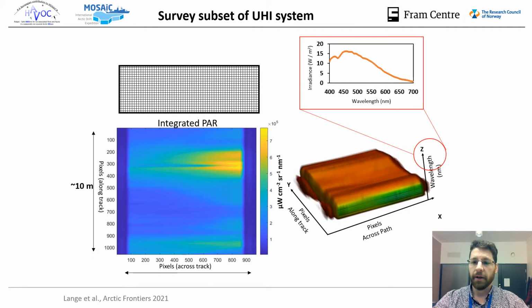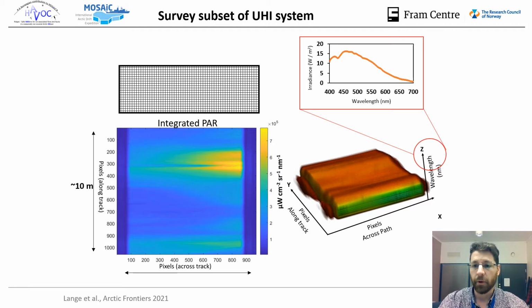So to give you an idea of what the data looks like here, this is a snapshot of, or a subset of one of the surveys we did. And as you can see, you have very many grid cells. In each grid cell, there's a spectrum. And in the left figure here, you see the integrated PAR. So this is the integrated value of the light in each pixel.